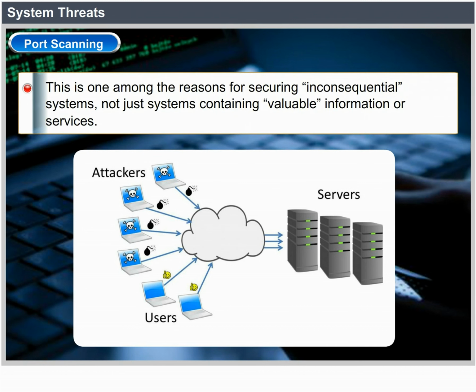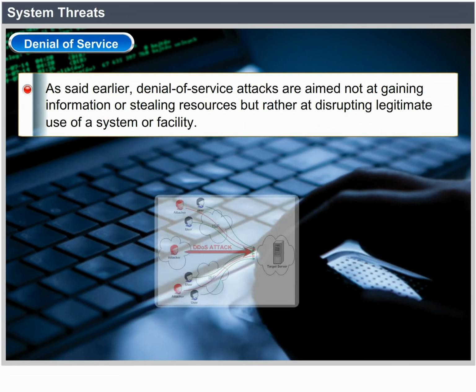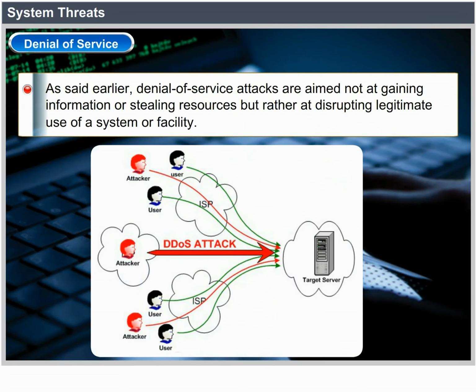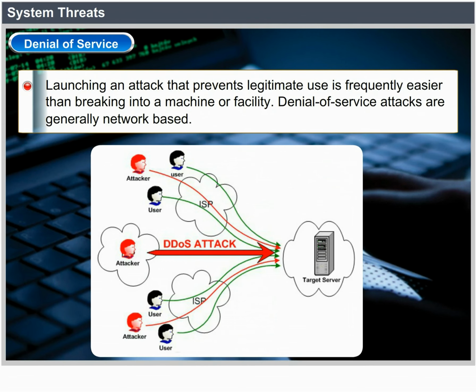Denial of service. As mentioned earlier, denial of service attacks are aimed not at gaining information or stealing resources, but rather at disrupting legitimate use of a system or facility. Most such attacks involve systems that the attacker has not penetrated. Launching an attack that prevents legitimate use is frequently easier than breaking into a machine or facility. Denial of service attacks are generally network-based. They fall into two categories.